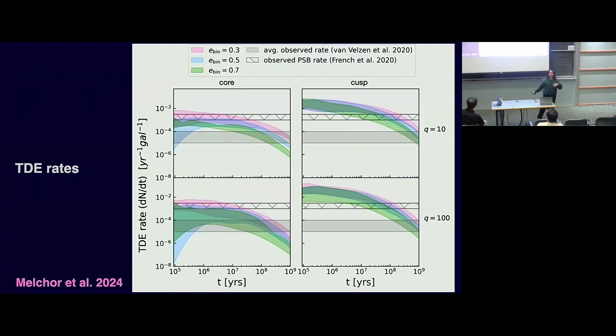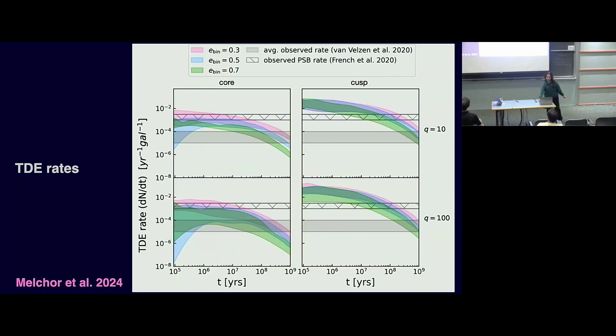Okay, these are our rates, right? So here I'm showing these different colors represent our different binary black hole eccentricities. So the eccentricity of the binary, the supermassive black hole binary, and we're comparing this for our core distribution and our cusp distribution for our different mass ratios. And then we're comparing it as well to the average observed rate and the observed post-starburst rate. And so our rates for something more core-like, they match up pretty well. For something more cusp-like, they're slightly elevated.